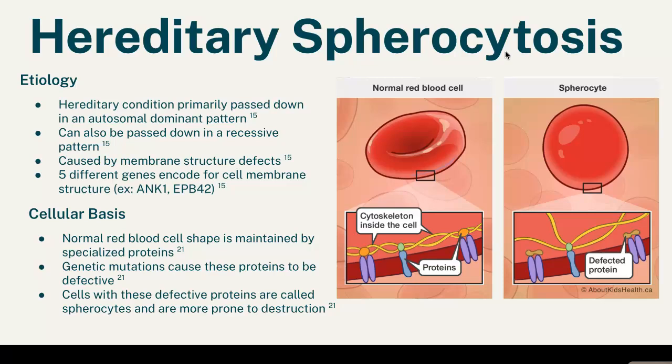Normal, healthy red blood cells maintain their biconcave shape in part due to proteins between the cytoskeleton and lipid bilayer. People with hereditary spherocytosis have mutations to some of these proteins, making them less able to support the proper shape of the blood cell membrane. These altered red blood cells are smaller and rounder than healthy red blood cells and are called spherocytes. These cells are more prone to premature destruction.